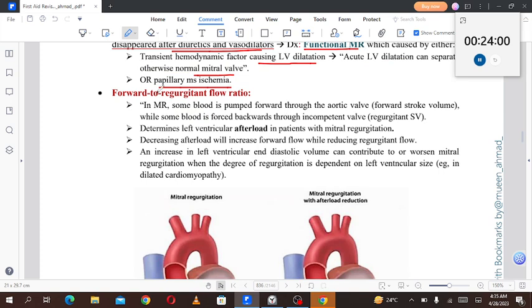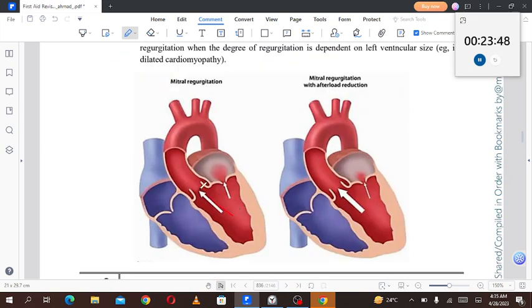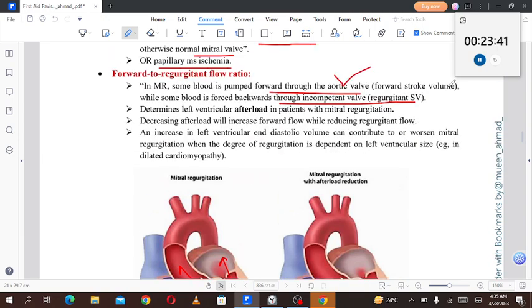Forward to regurgitant flow ratio. In mitral regurgitation, some blood is pumped forward through the aortic valve, the forward stroke volume, while some blood is forced backward through the incompetent valve, which is called the regurgitant stroke volume. So some blood is going forward into the aorta, while some is coming back into the atrium. This ratio determines the left ventricular afterload in the patient with mitral regurgitation. Decreasing afterload will increase the forward flow while reducing the regurgitant flow.